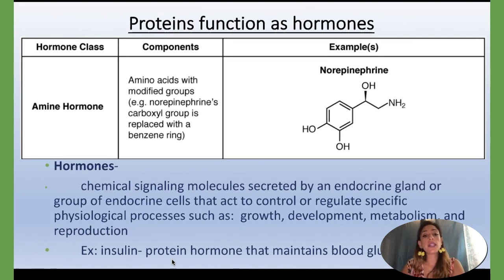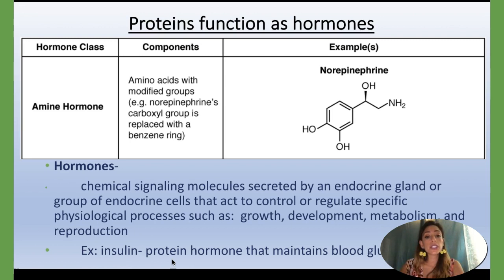And proteins can also function as hormones. Hormones are chemical signaling molecules secreted by an endocrine gland or a group of endocrine cells that act to control or regulate specific physiological processes such as growth, development, metabolism, and reproduction. An example is insulin. It's a protein hormone that maintains blood glucose levels.